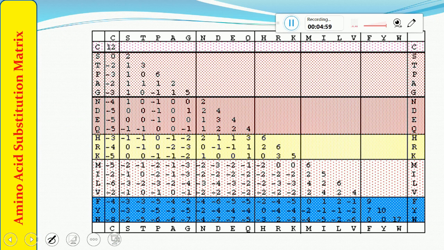So this is how the amino acid substitution matrix looks. On the x-axis and the y-axis, we have different amino acids. We have 20 amino acids, so we have put them in this fashion on the y-axis and the x-axis, and we have generated a score based on the PAM matrix, which I will be explaining, showing how we generate these scores. So this is how the final PAM matrix looks.